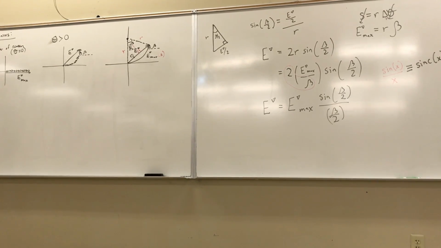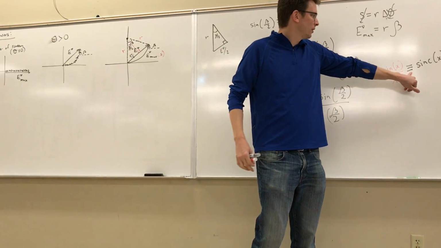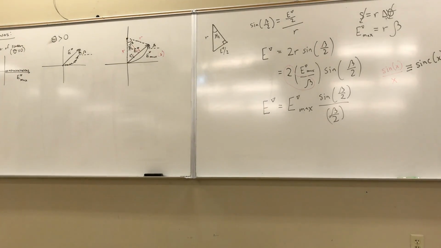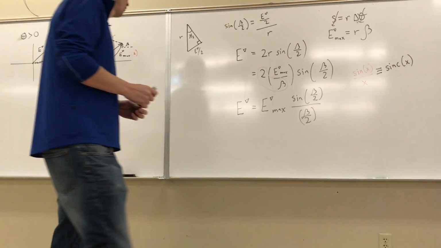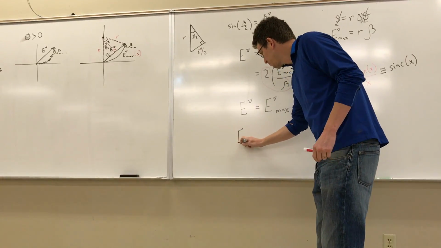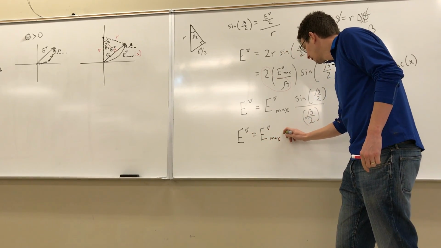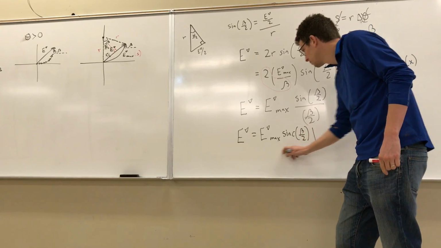So that's a way to write it more quickly, since it's a function that tends to come up all the time. And the equal sign with three lines, I didn't add it for no reason. That means defined as. So it's just equal, but that's the definition of sinc. So what do I have? I have that E prime is equal to E prime max sinc of beta over 2.